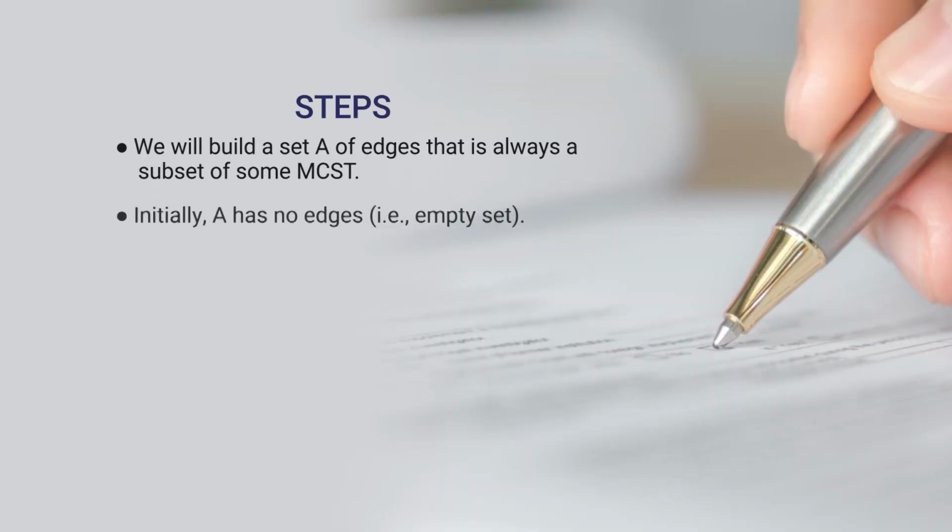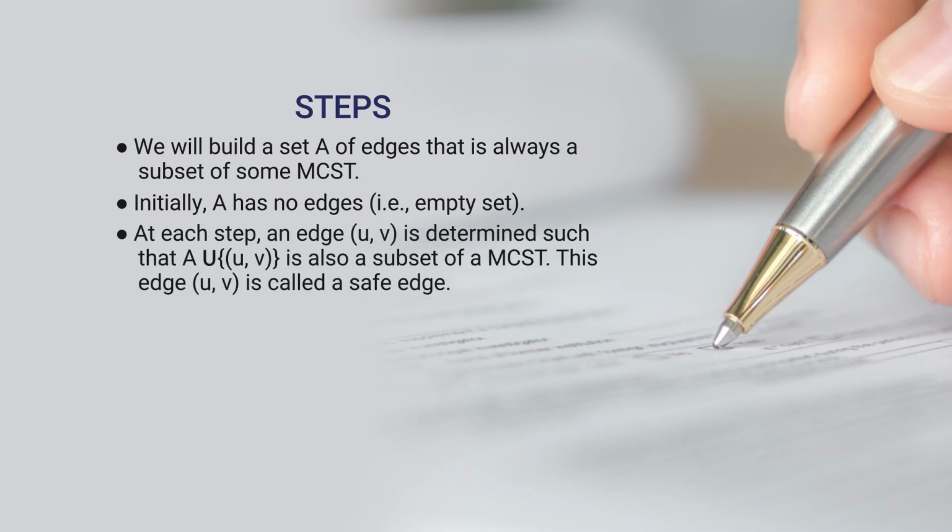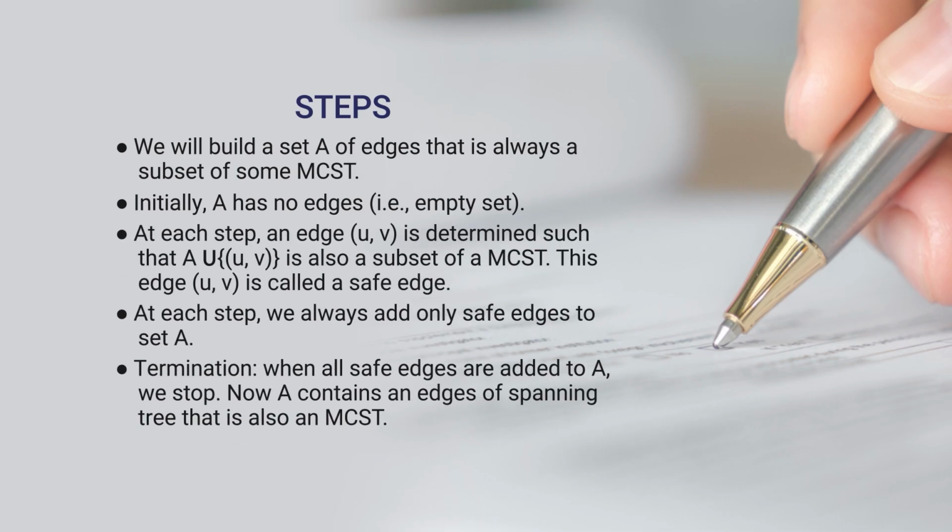What they do is directly build the minimum cost spanning tree by following a greedy technique or greedy approach. The steps are very simple. First, we will build a set A of edges that is always a subset of some minimum cost spanning tree. If you take a look at every problem that is given.